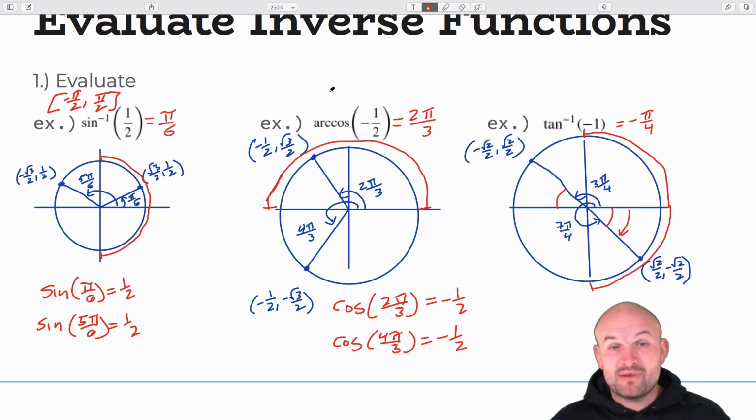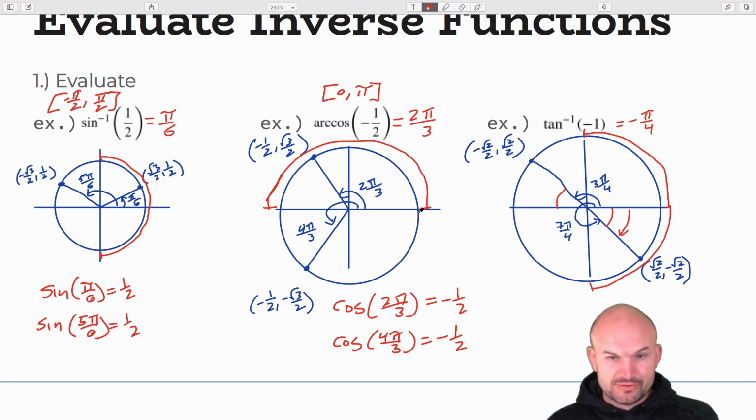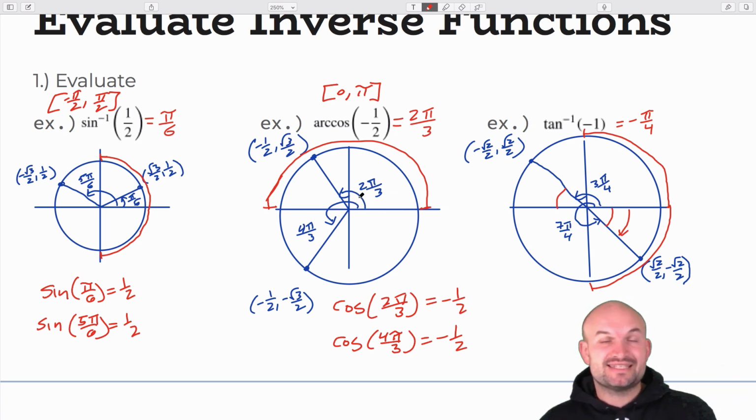Cosine, inverse cosine, remember we restricted that from 0 to pi. So the only angle that I have up here that's between 0 and pi, a lot of times it's just easier to draw that kind of like red ring, is you can see 2 pi over 3. 4 pi over 3 is outside the restriction. So therefore, we're only going to have 2 pi over 3.